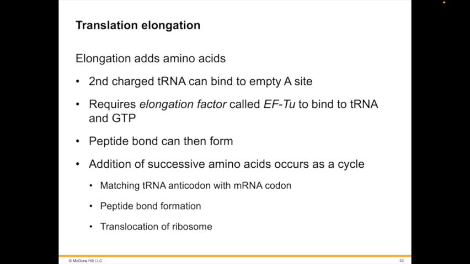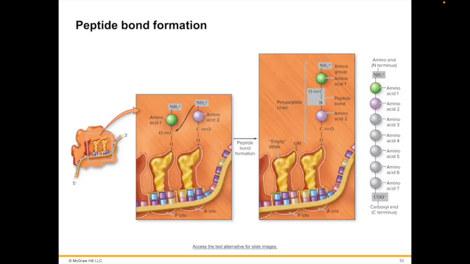The geometry of this bond is relative to the two charged tRNAs and is critical to understand the process. Remember that an amino acid is attached to a tRNA by its carboxyl terminus. The peptide bond is formed between the amino acid of the incoming amino acid in the A site and the carboxyl end of the growing chain in the P site. You all can now see here.